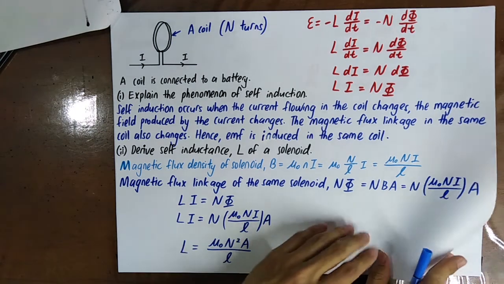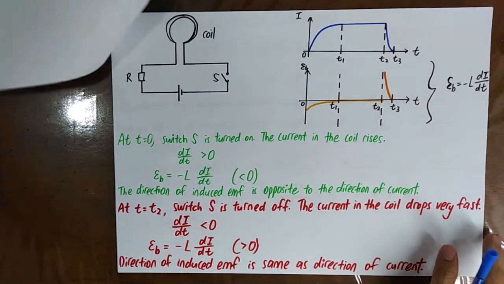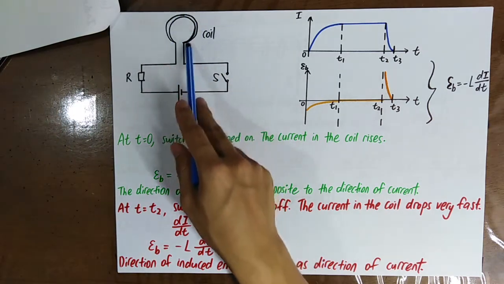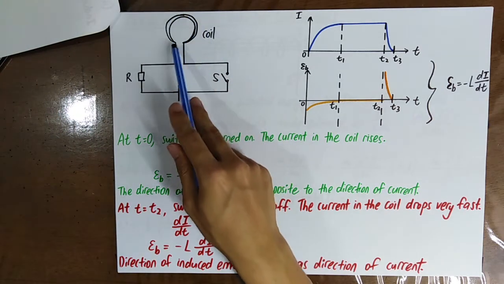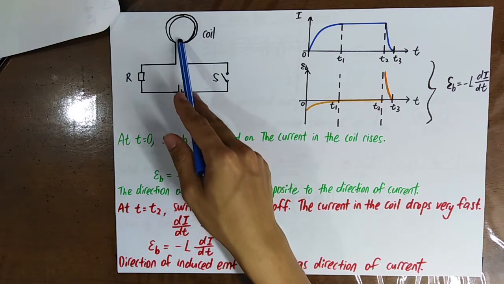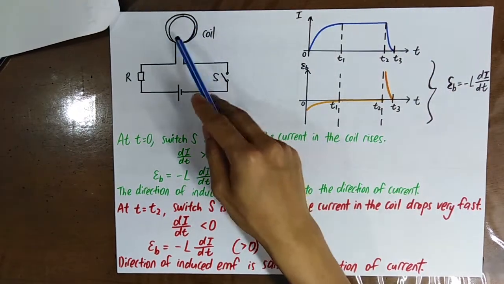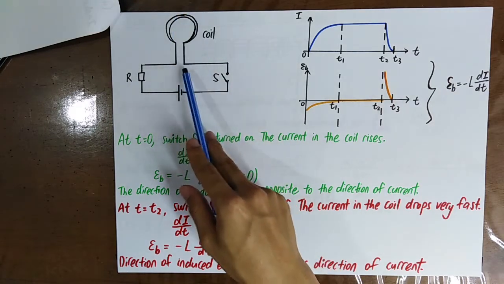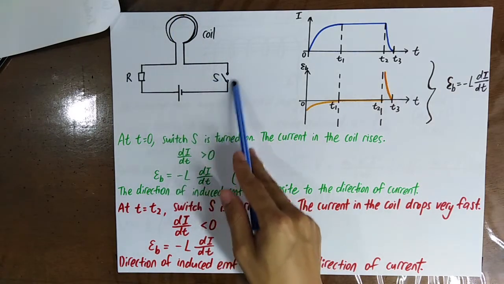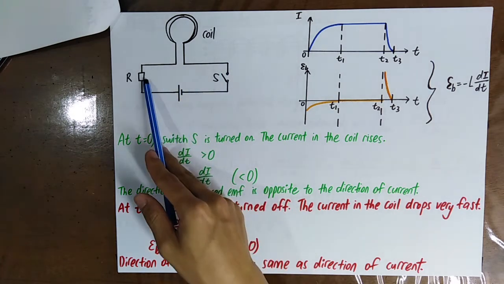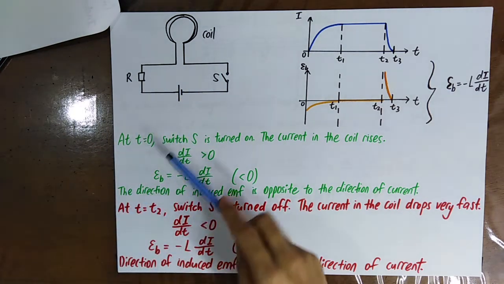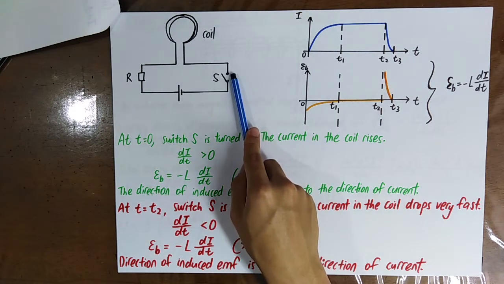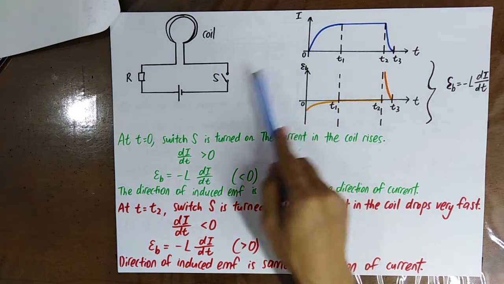So for example, if this is the coil, and maybe the coil has N turns, but maybe the coil has only one turn, which I don't care. You really have to know that one coil can have many turns. Okay, so this is the switch, this is the battery, and this is the resistor. At t equals 0, the switch S is turned on.